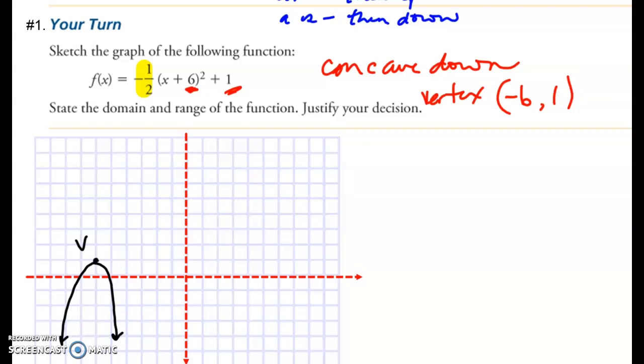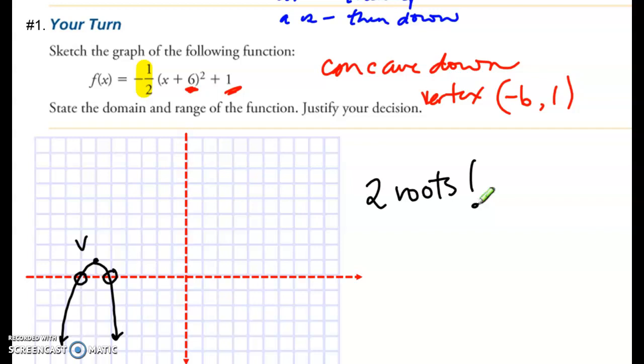Just from looking, how many roots does this parabola have? Now remember, roots are the places where it crosses the x-axis, here and here. How many? Yeah, 2 roots. We know that just from that quick sketch and seeing how many times it crosses over.